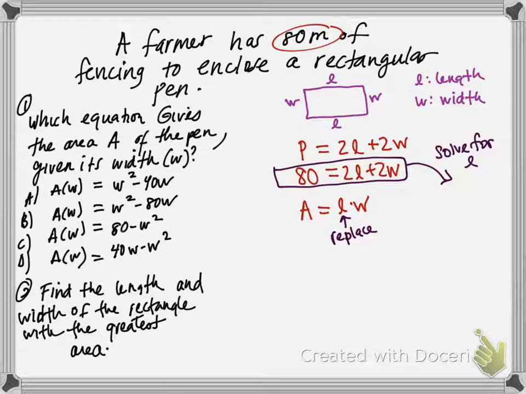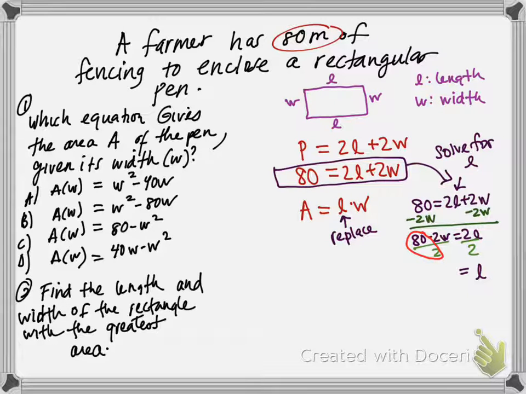So to solve for L, 80 equals 2L plus 2W. I want to get L alone. So I'm going to isolate L by first moving the 2W to the other side. Subtract 2W from both sides. So I'm left with 80 minus 2W is equal to 2L. One more step to isolate the L. Divide both sides by 2. Both of the terms in the numerator need to be divided by 2. So I take 80 and divide that by 2, which is 40. And I take negative 2W and divide that by 2, which is negative W. So this is my length, 40 minus W.